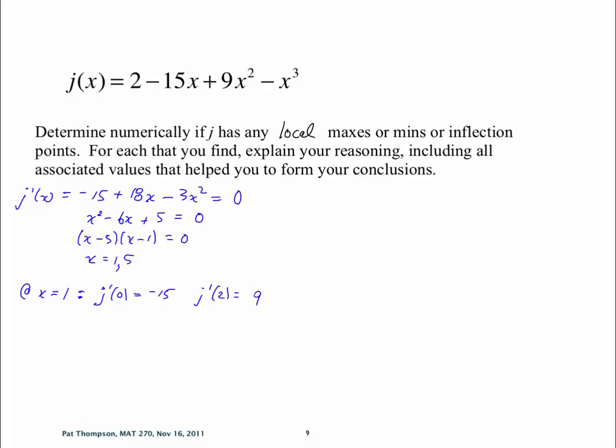What does that tell me about J to the right of 1? So what do I have? I have J decreasing, and then at 1 it's 0, and then at 2 increasing. Therefore, local min.